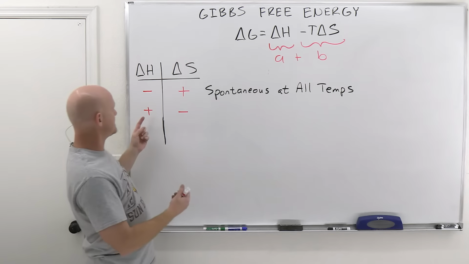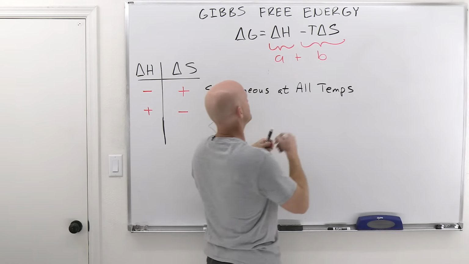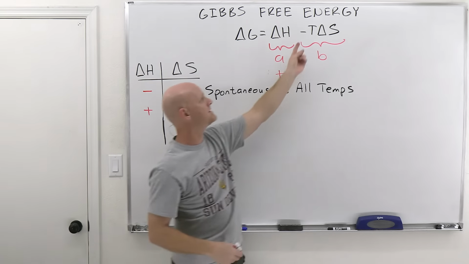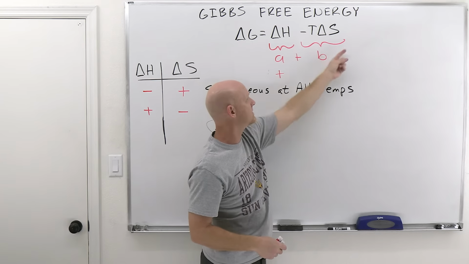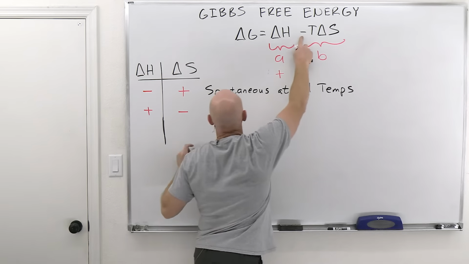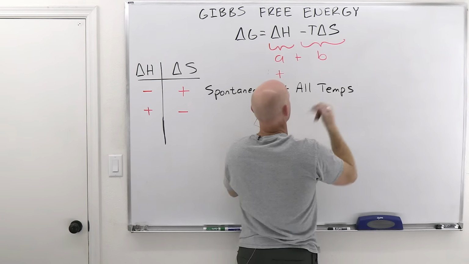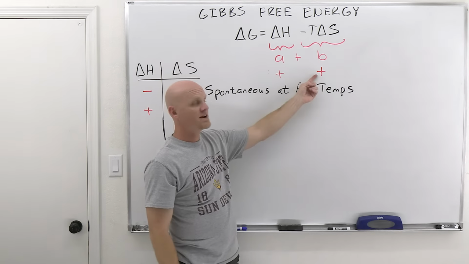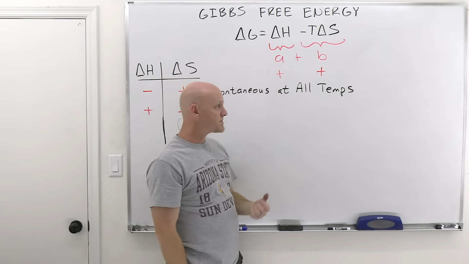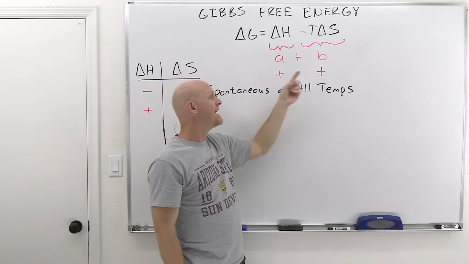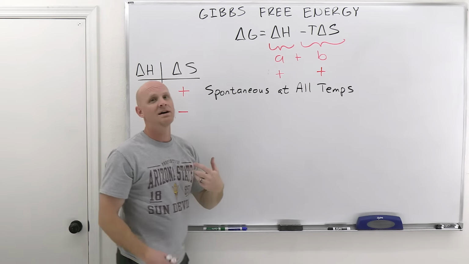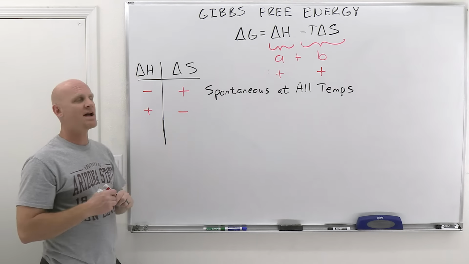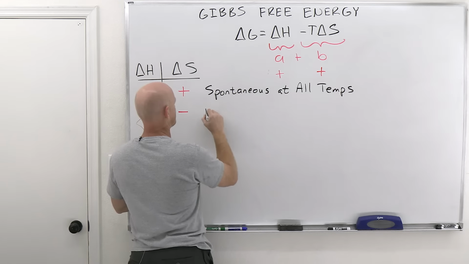In this case, delta H is positive, so A here is a positive number. And with delta S being negative, that means that negative T delta S, that whole second term, is a negative times a negative, which is a positive. And I don't care if we're doing this at low temperatures and the second term is a small positive number, or at high temperatures and the second term is a large positive number. I'm adding two positive numbers in either case, and delta G is going to come out positive no matter what. And if delta G is positive, that reaction is non-spontaneous.